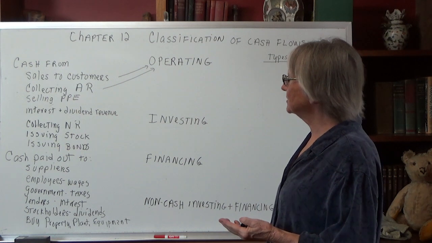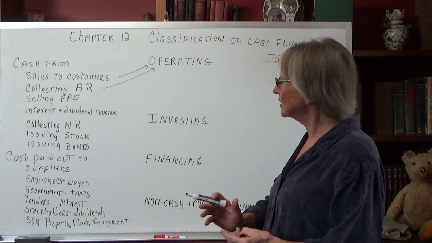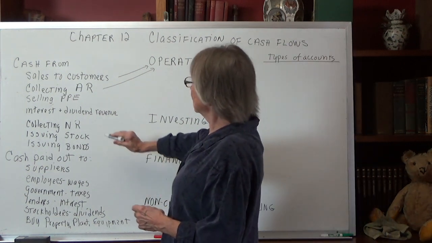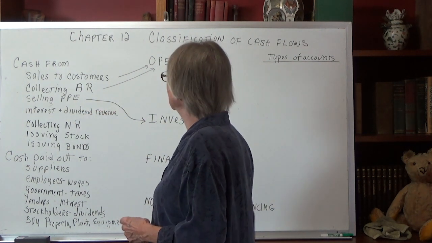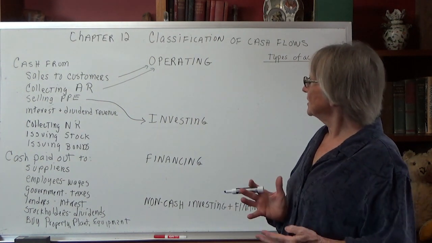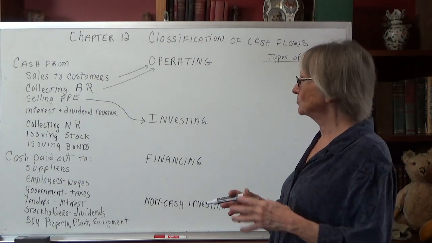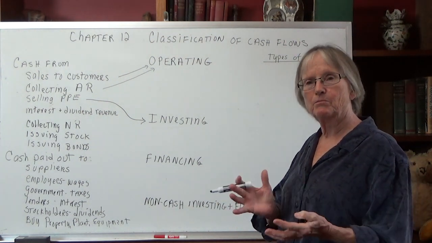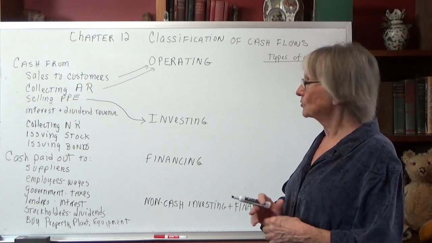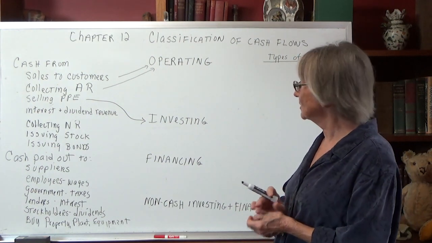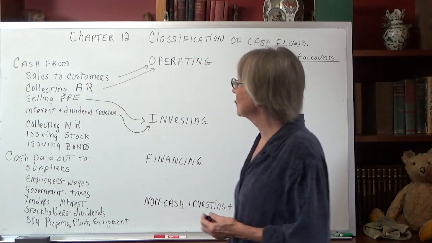Okay, but selling property, plant, and equipment, that's not related to the sales or the services that the company provides. That's a little bit different. Selling property, plant, and equipment, cash flows from that might be more properly called investing. Now, interest and dividend revenue, those are coming in on investments that the company might have made. We invested in some debt investments, remember from Appendix C, and we've gotten some interest revenue. Or we've invested in some stocks and we've gotten some dividend revenue. Those would probably be in this investing section as well.